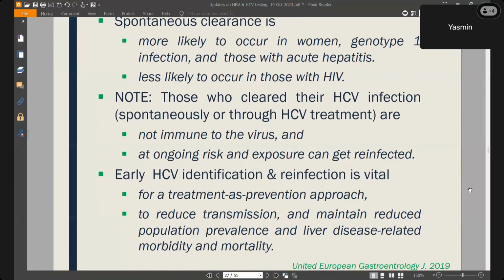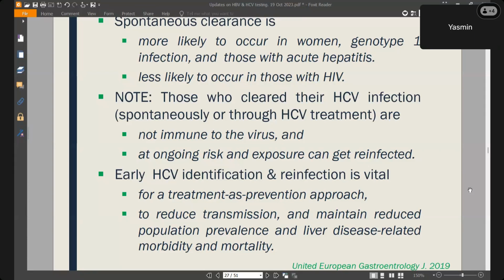I don't know. All right. But obviously, spontaneous clearance, of course, immunosuppressed, you know. But the one important thing is this, all right? Until now, we have yet to detect or determine, or even test, or don't know how to look for protective antibody. So we know that those who clear the infection spontaneously or through treatment are not immune to the virus. In other words, they are at ongoing risk and exposure to get reinfected.